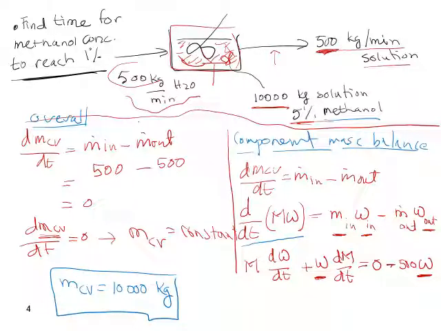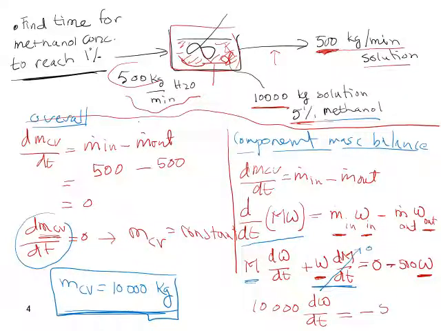Okay, so what else? We can look at this thing here, but dm/dt is equal to 0 because there is no change of mass in the control volume. So I can just set this equal to 0. And for m, we just found it from the first part to be equal to 10,000. So I can write this as 10,000 dW/dt is equal to minus 500 W.